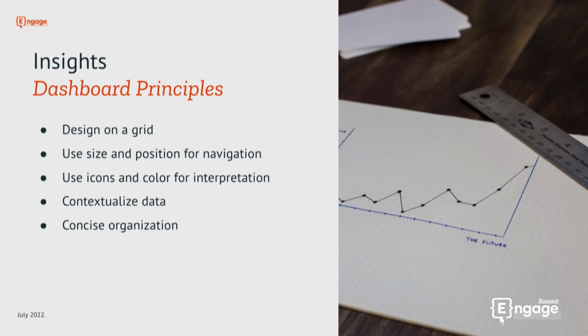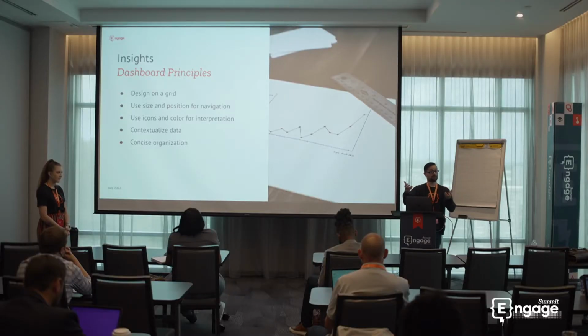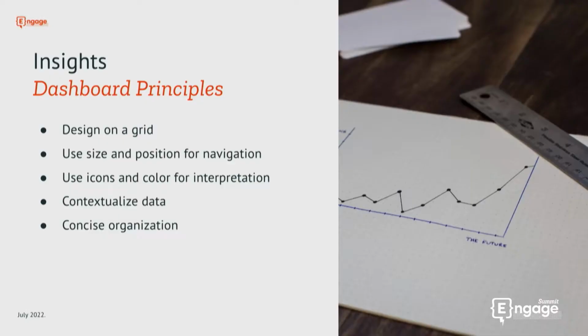Second one is using size and position for navigation. So we use a lot of large numbers, really pull out where there's some key performance indicators. If there's certain graphs or other visualizations that we feel are particularly important, they'll be up at the top, they'll be a little bit larger. And so we try to, again, make it intuitive for you as you go to a dashboard, that it matches your flow. You know where to go, where to look for the information, and intuitively you know what's most important.